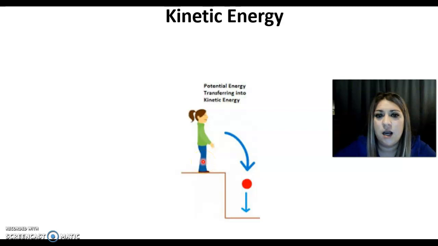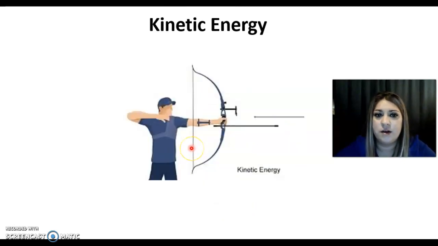Here's another example. This girl has let go of the ball, so the ball is now in motion. It is moving. The ball is falling down. So that energy at the top was potential, and once she released the ball, it was transformed to kinetic energy. And then again, we have another bow and arrow for you. Once the bow was released and the arrow was released, that arrow now has kinetic energy. In the starting position, when the string was pulled back, the arrow had potential, and now that the string was released, the arrow has kinetic energy.